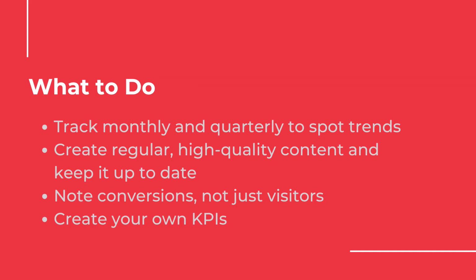So how do you track your data? Well, make sure you set a reminder, track monthly and quarterly, so that you can try and spot trends and capitalize on them. Creating regular high quality content is essential. Best practice for those who don't have endless time is a minimum of once a month. But the focus really does need to be on high quality content. And if there's a month that you're too busy, make sure that you're keeping old articles up to date. It's usually much quicker to update articles than it is to create fresh content.